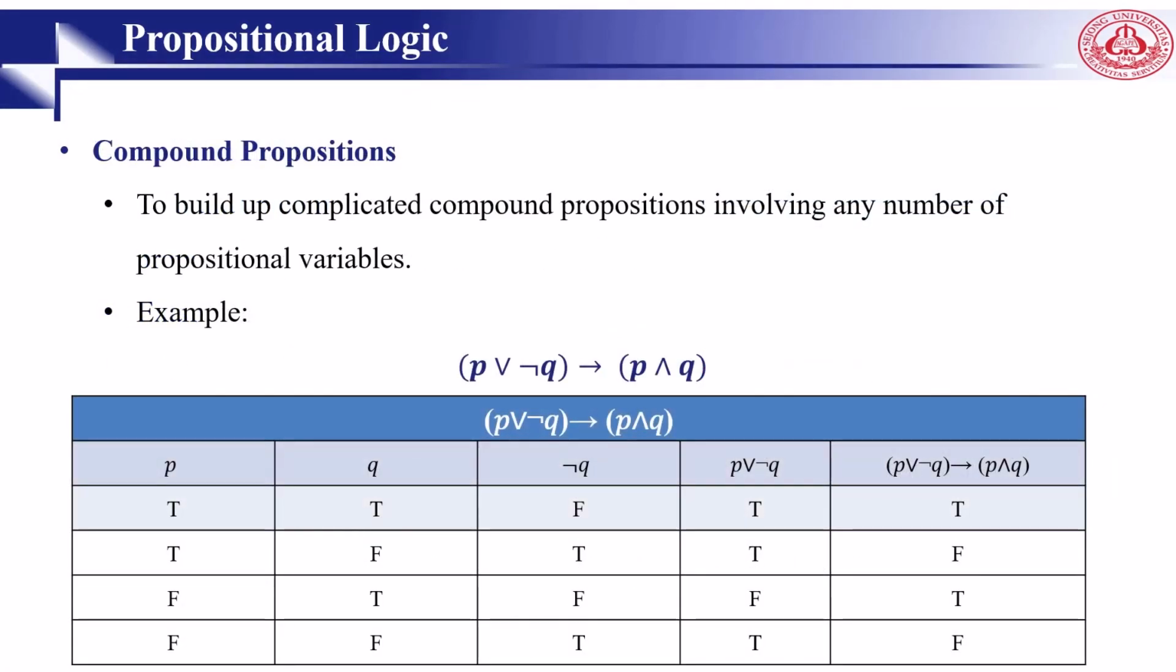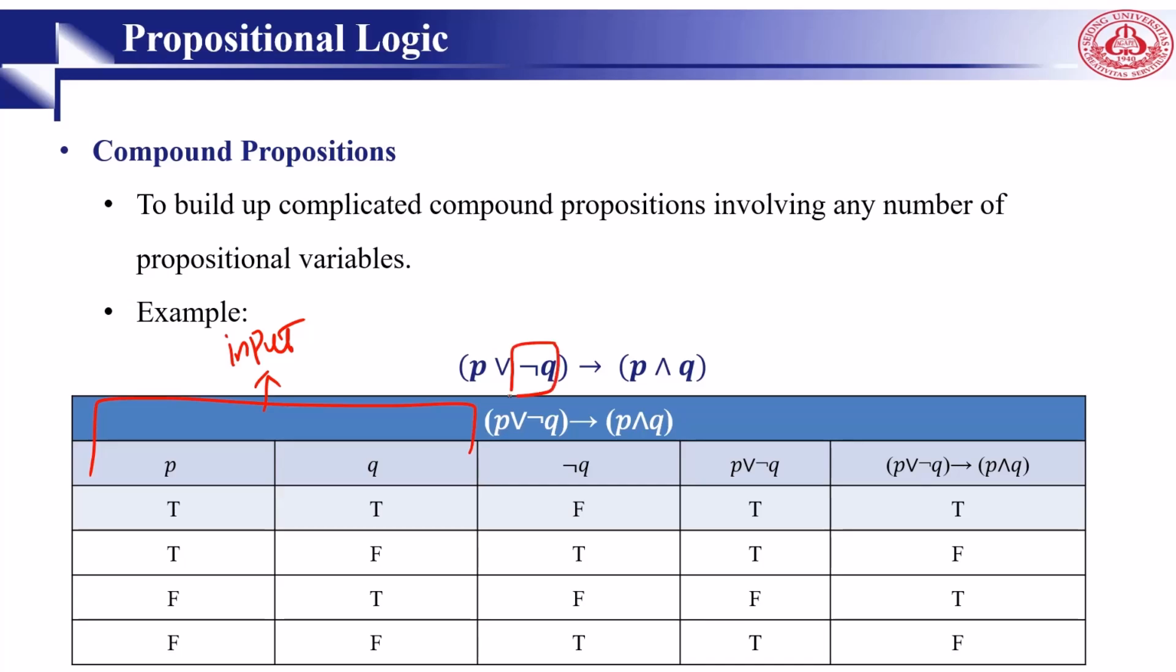We can make some complex and compound propositions using many others. So you can see here P or not Q implies P and Q. So if we want to go for the truth table of this statement, simply we have the possibilities for P and Q here. So these two are input. Then, according to the statement, we will do one by one.